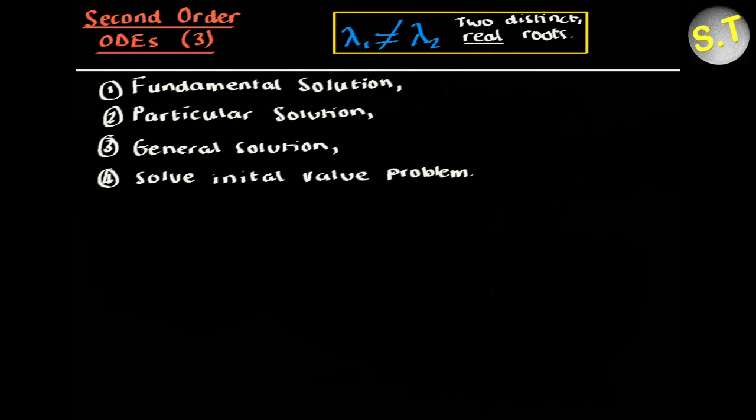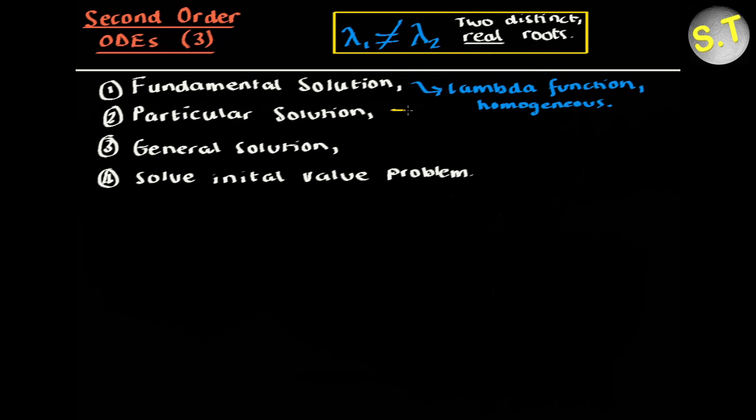Okay, so in this video we're going to continue looking at second order ODEs with two distinct real roots. In the last video we used a lambda function and we set the right hand side of the equation equal to 0, so we made it homogeneous, and this gave us our fundamental solution.